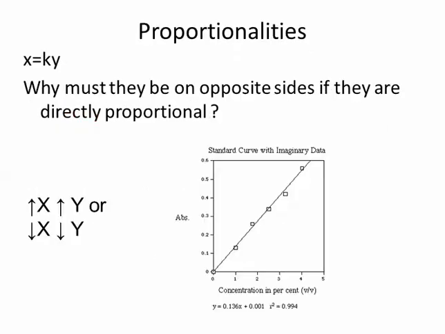So why do they need to be on opposite sides? Well, if you just look at the equation, if k is constant and x goes up, then for k to stay the same, y also has to go up. Or if y goes down, for this to still be equal to x, x has to go down. That's what directly proportional means. One goes up, the other goes up, one goes down, the other goes down.